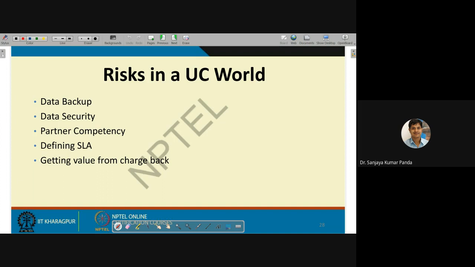Similarly, another is called partner competency. Your cloud service provider is your partner, right? But whether your cloud service provider maintains that particular partnership or not. Because whatever you have given, the same thing is directly available to your cloud service provider. So we have some trust in our cloud service provider. That's why we think that our data is not going to be leaked or given to any third party. So partner competency is also a risk.